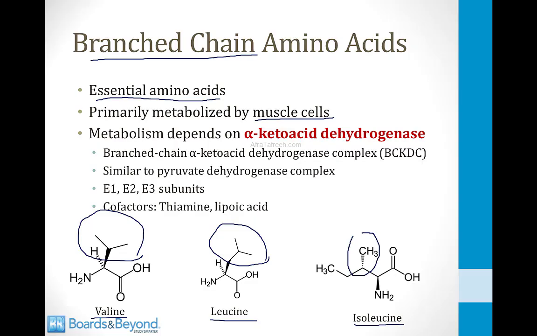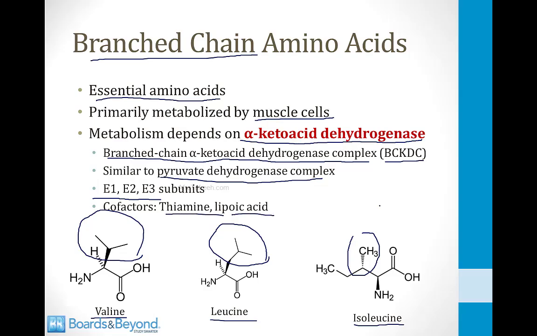All three of these amino acids depend on an enzyme called alpha ketoacid dehydrogenase for their metabolism. This enzyme is often called BCKDC, which stands for branched chain alpha ketoacid dehydrogenase complex. And this enzyme is a complex just like the pyruvate dehydrogenase complex, which I talk about in a separate module. It has three subunits made up of multiple enzymes: E1, E2, and E3. It requires the cofactors thiamine and lipoic acid, and all of this is the same as pyruvate dehydrogenase complex.